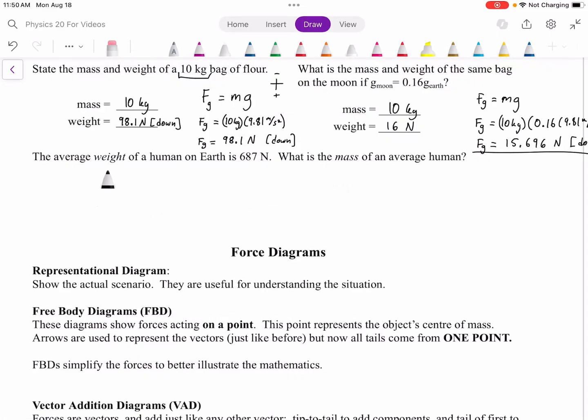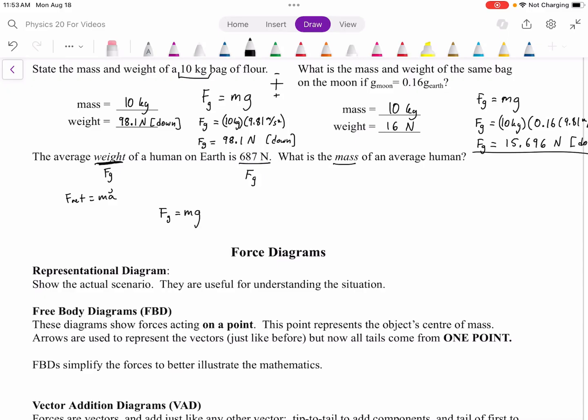Okay, so the average weight, remember that's a force, the force of gravity, of a human on Earth is 687 newtons, right? So that is the force of gravity they feel on Earth. We're being asked, what is the mass of an average human? Well, again, this is just F net equals mass times acceleration from your formula sheet, right? But for gravity specifically, we know that the acceleration is acceleration due to gravity. That's the acceleration that the force of gravity would cause on its own. So Fg equals mg. We're going to use that idea a lot, okay?